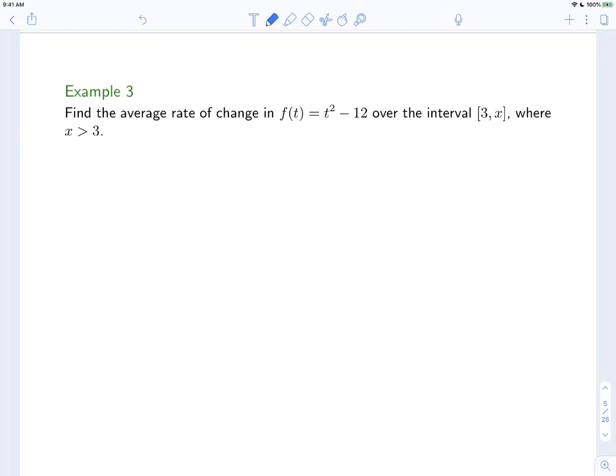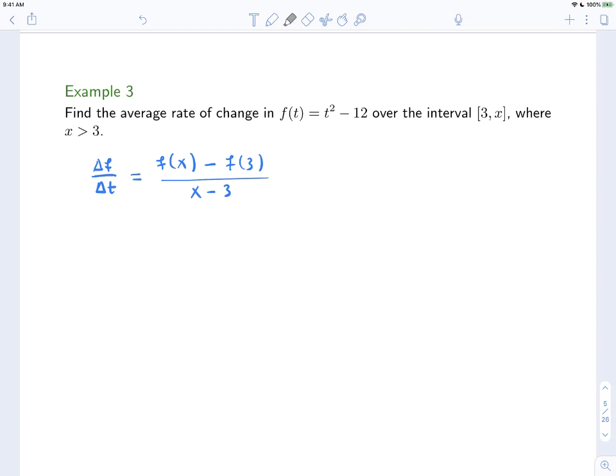Okay, so let's go ahead and compute this. So we want to compute the average rate of change in f, where the input variable is t. So that's delta f over delta t. So it's the difference in the f values. So f evaluated at the larger t value minus f evaluated at the smaller t value divided by x minus 3. Okay, and now we want to compute these f at x and f at 3.